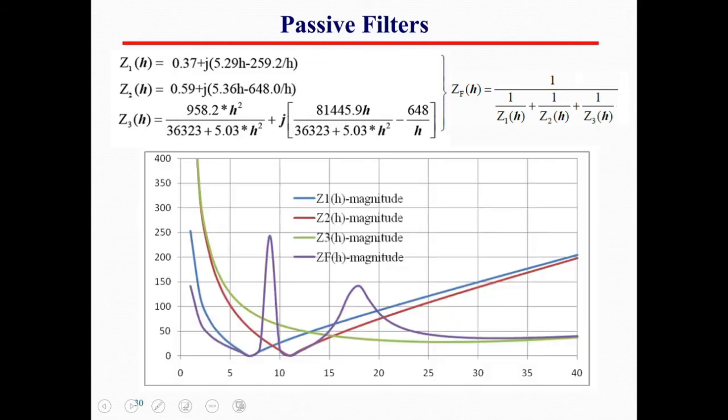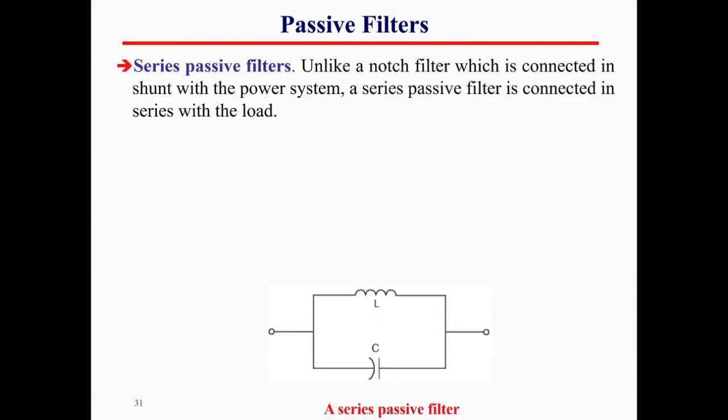Okay, of course everything is given again over here. The series passive filter is shown over here. In a series passive filter we have L and C connected in parallel, but of course the filter is connected in series in the network. It is not connected in shunt with the network.